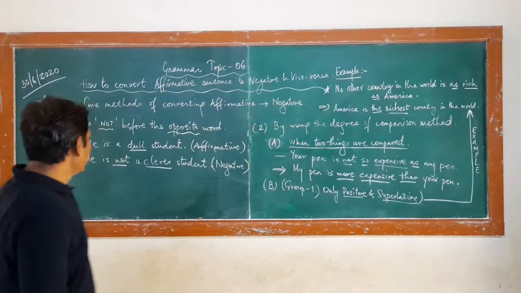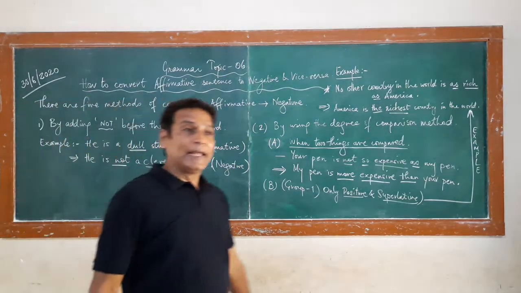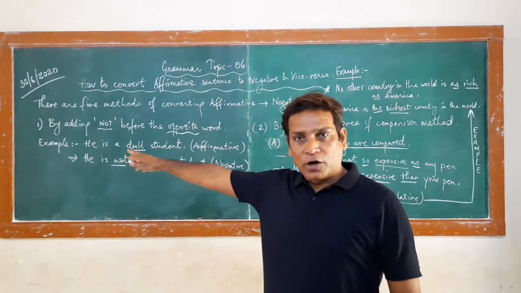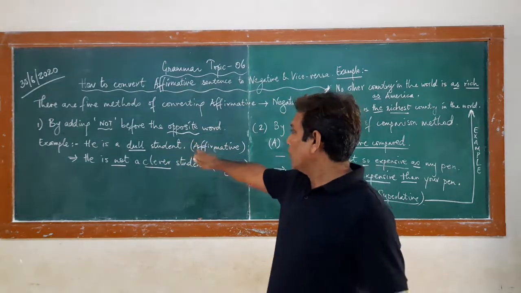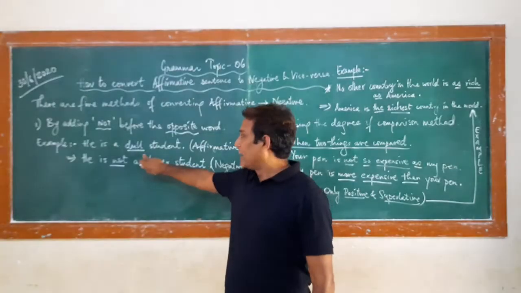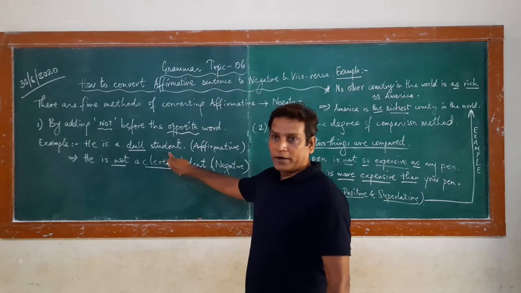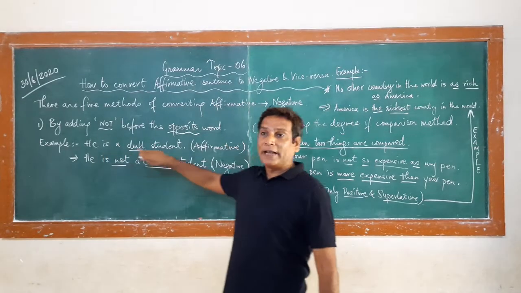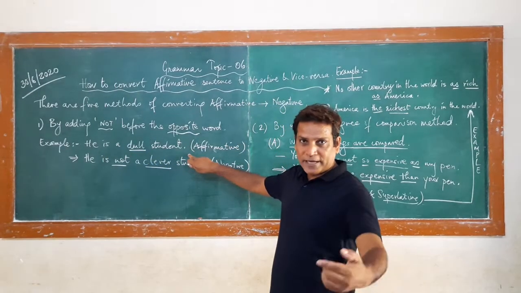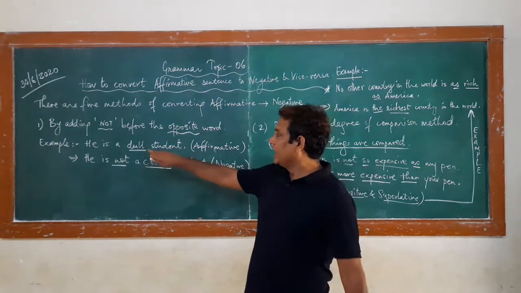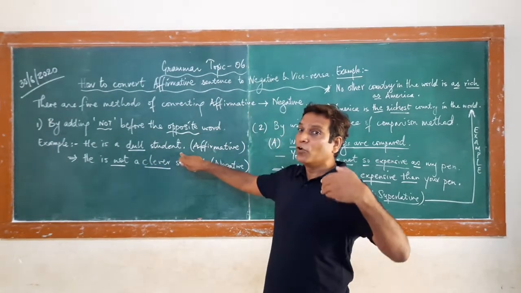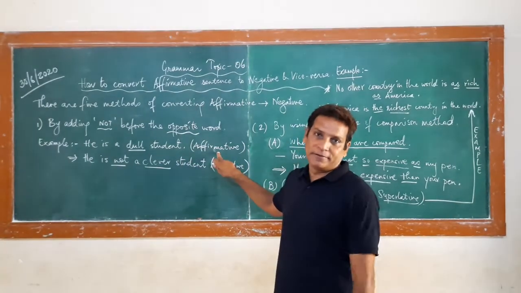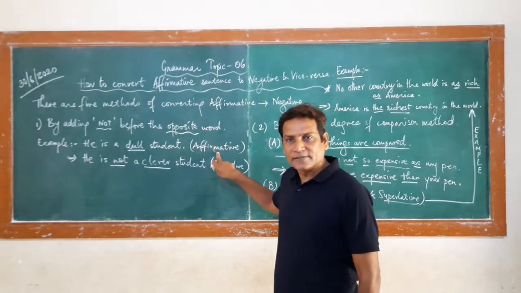The first method that we are going to learn is by adding the word not, N-O-T, before the actual word. For example, I have given here the example: he is a dull boy, he is a dull student. Now in this sentence there is no negative word. Yes or no? Can you see any negative word in this sentence? He is a dull student. So there is no negative word in this sentence. That means the sentence is given in affirmative, or we can also say it is a positive sentence.